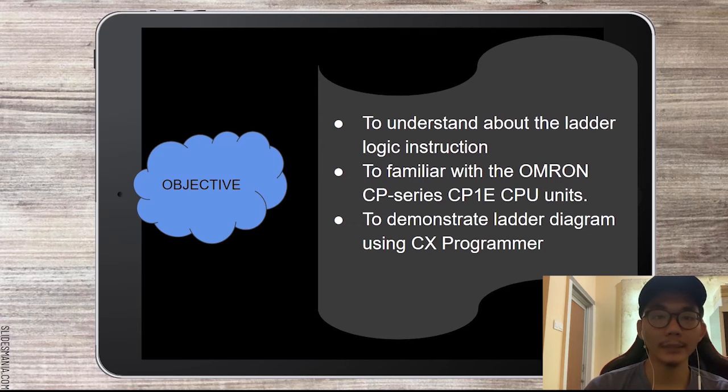The second one is to familiar with the Omron CP series, which is CP1E CPU unit. There are two classes of CPU unit that we learn. Class E for basic model and class N for application model. Last but not least, to demonstrate ladder diagram using CX Programmer. The latest CX Programmer is version 9.7.